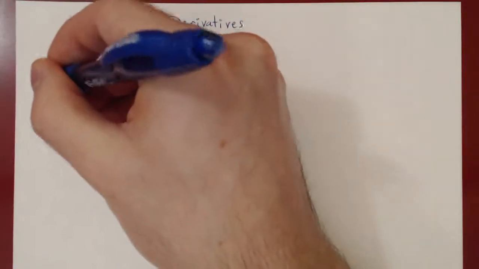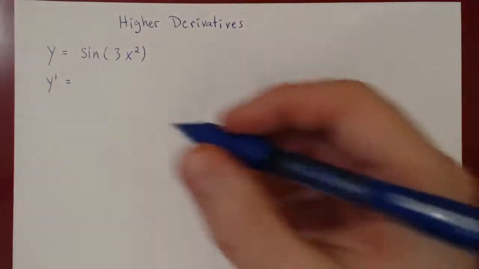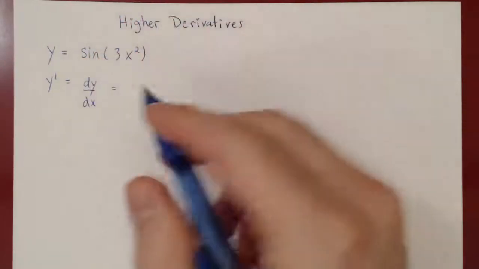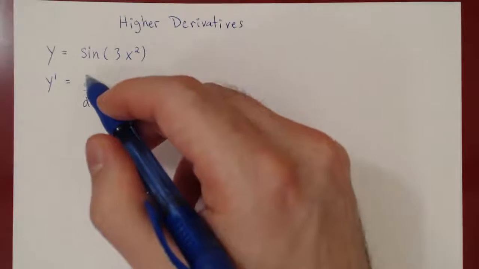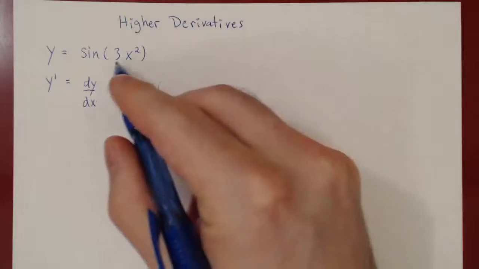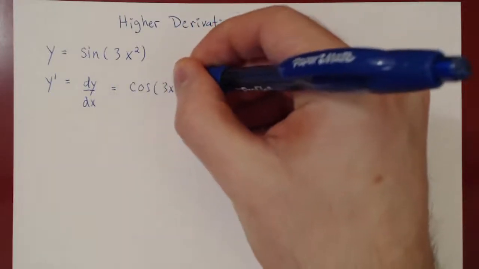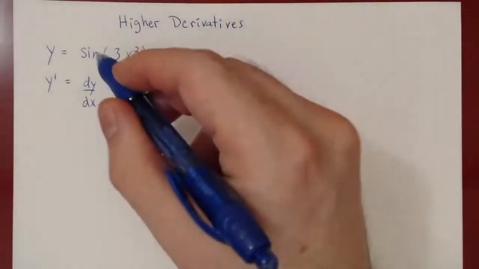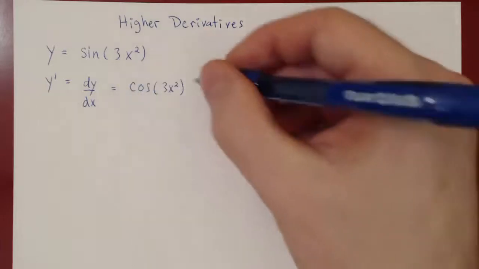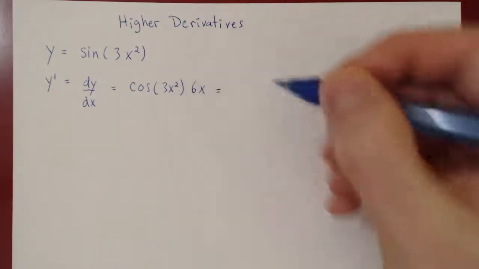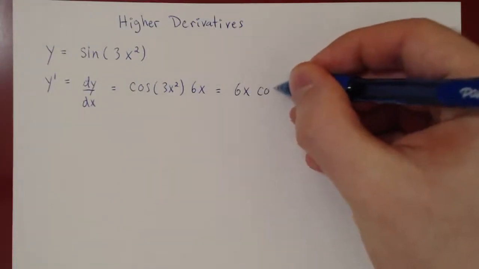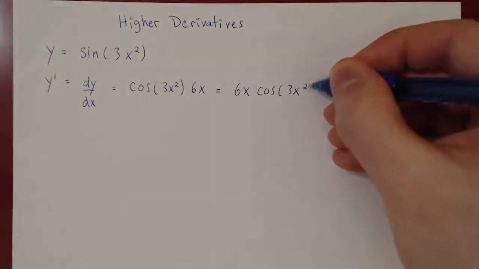So we can write y prime. This is the same as the derivative, so dy over dx. And that's the derivative of sine of 3x squared. So we apply the chain rule. The derivative of sine is cosine of the same argument, 3x squared. But that's just the derivative of sine times the derivative of the argument, which will be 6x. So you see that the derivative of sine of 3x squared is simply 6x cosine of 3x squared.